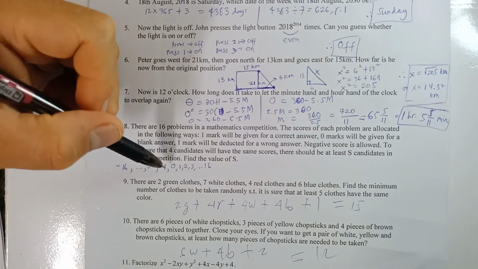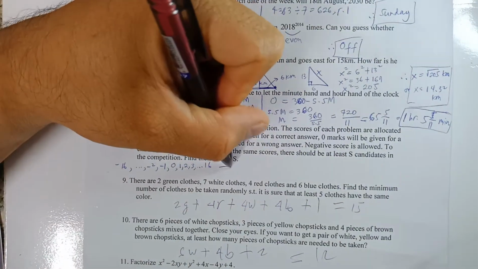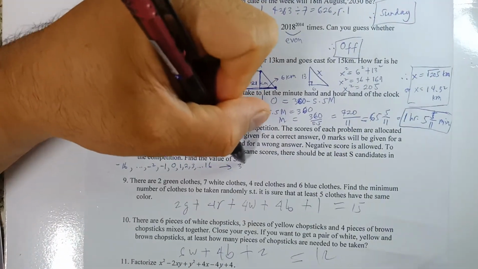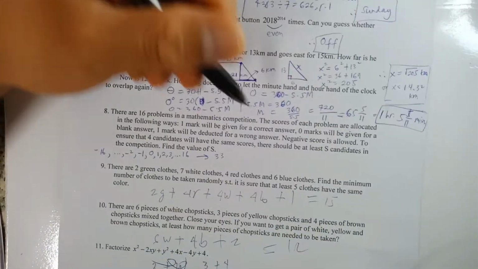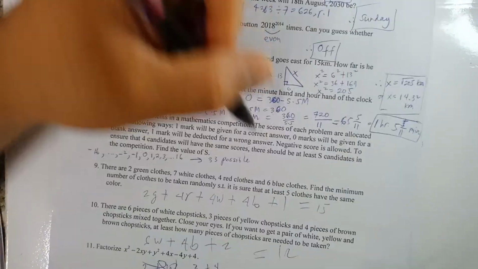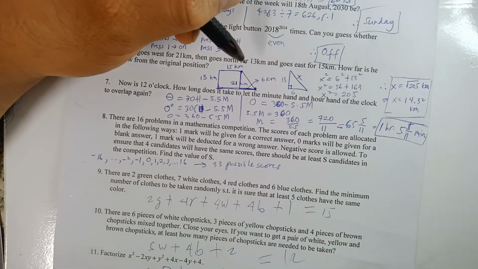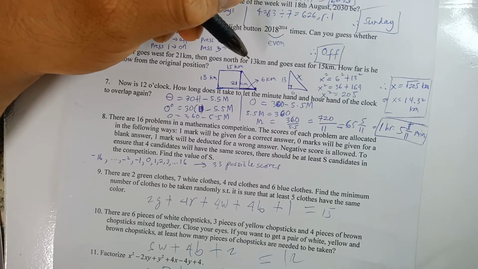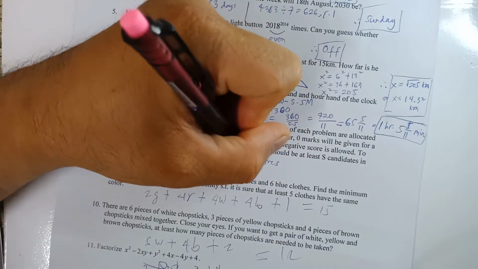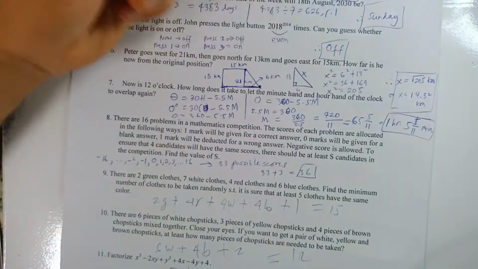0 to 16 or negative 1 down to negative 16. And that is a total of 33. So 33 possible scores. There are 33 possible scores. Now, in order to ensure that 4 candidates will have the same score, we will add 3 more students. So that will be 33 plus 3 or 36.